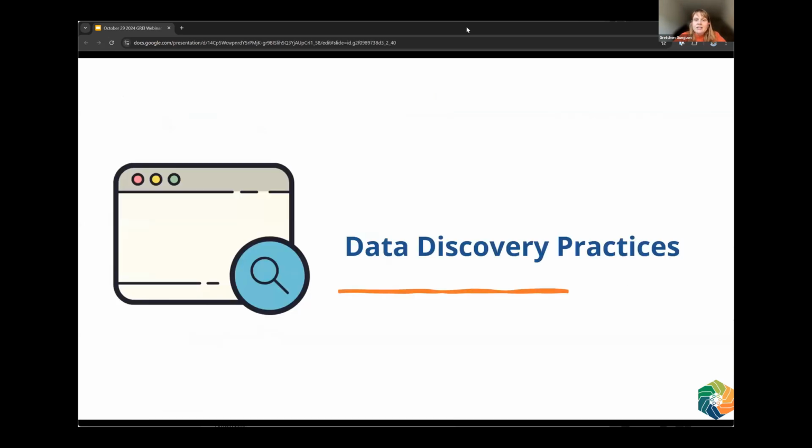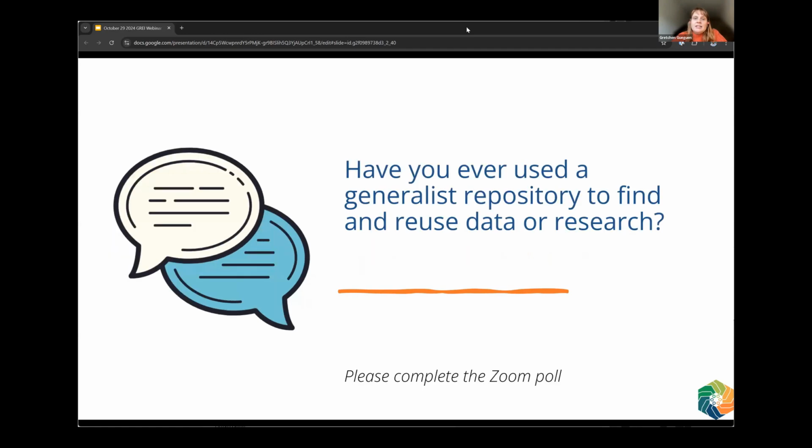So I'm going to move on then to data discovery. Once we have shared our own data, we may want to start our next project, and we want to find some other data to reuse. There are lots of ways you can find research data, and they vary. So we're going to talk about a couple of consistent things you might be able to do when searching for data. If we go to the next slide, we have another poll.